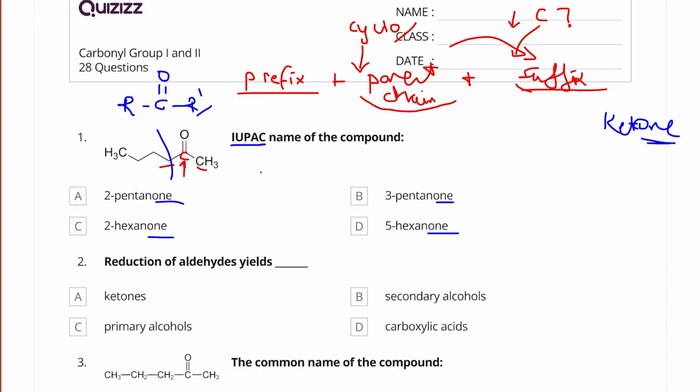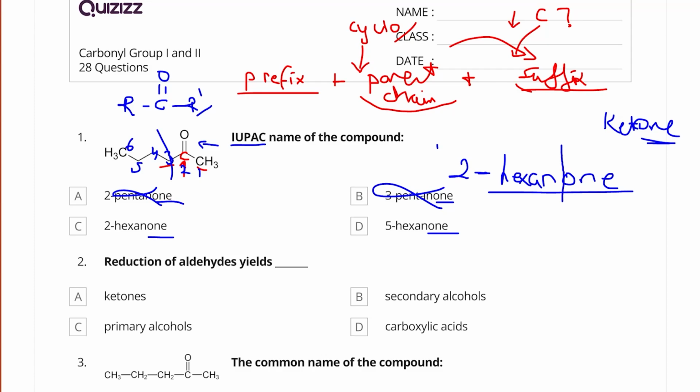According to the IUPAC nomenclature rules, the carbon atom having the functional group must get the lowest carbon number. So we start from the right side: 1, 2, this is 3, 4, 5, 6, which is a hexane chain, hexane. My dear friends, drop the E here and put ONE. This is hexanone. So eliminate the pentanones. But as you see, we have two options, 2-hexanone and 5-hexanone.